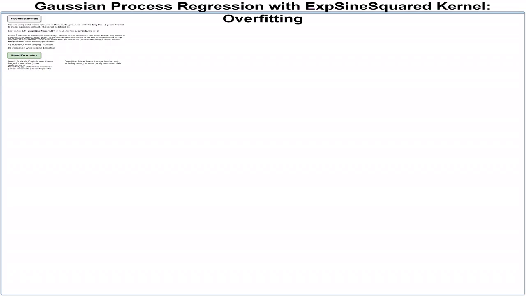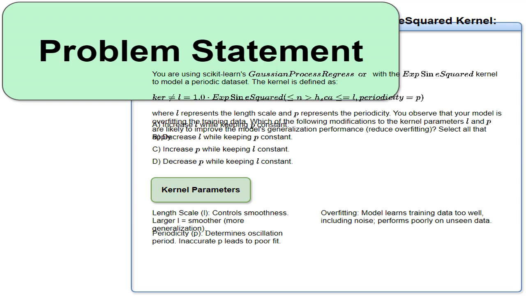I'm using a Gaussian process regressor, a powerful machine learning model, with a special kernel called ExpSineSquared. This kernel is perfect for modeling data that shows a repeating pattern, like a wave. The ExpSineSquared kernel has two key parameters, length scale, L, and periodicity, P, which we'll explore. The challenge is to tune the kernel's parameters to prevent overfitting.